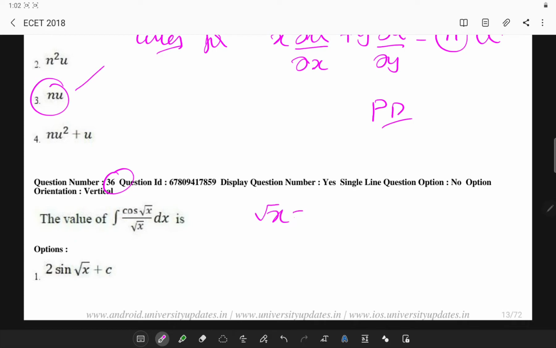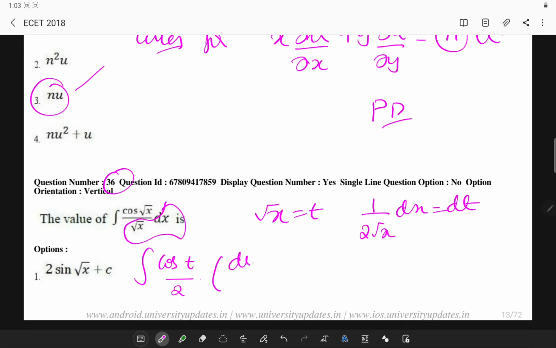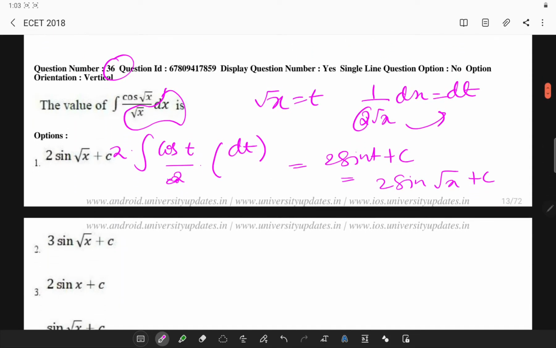If you substitute root x equal to t, we'll have 1 by 2 root x dx equal to dt. If I substitute it, I'm simply left with cos t and 1 by 2 into dt. Or I can send this to the other side, so I'll have 2 outside. So this is 2 sin t plus c. Now 2 sin t is root x plus c. So in this case the answer is 2 into sin root x plus c.